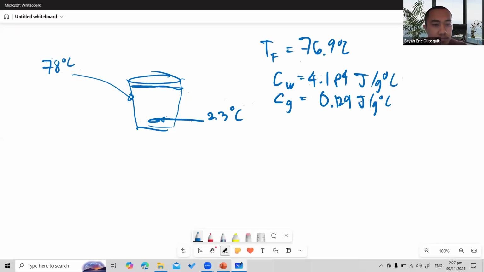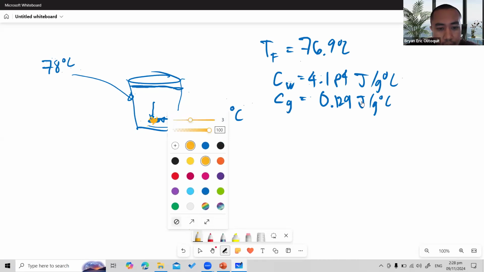Ang nangyari dito is nagkaroon ng heat transfer galing dito sa warmer material, which is itong tubig na to. Itong tubig na to, papasok dun sa gold. Lagyan natin ng parang yellow, kunyari gold. So papunta dun sa gold yung init.